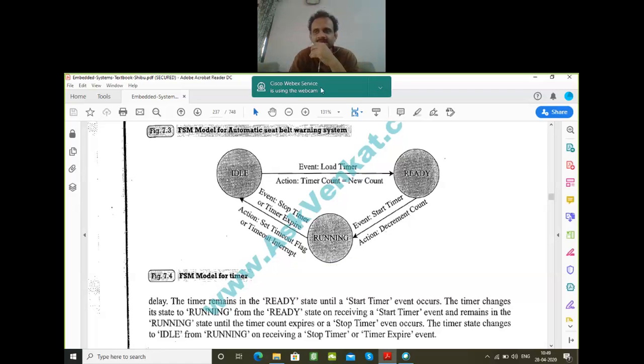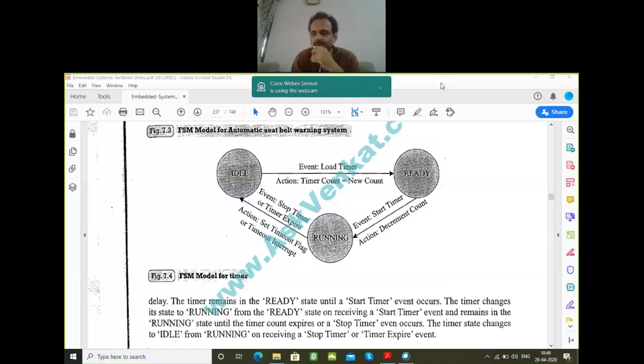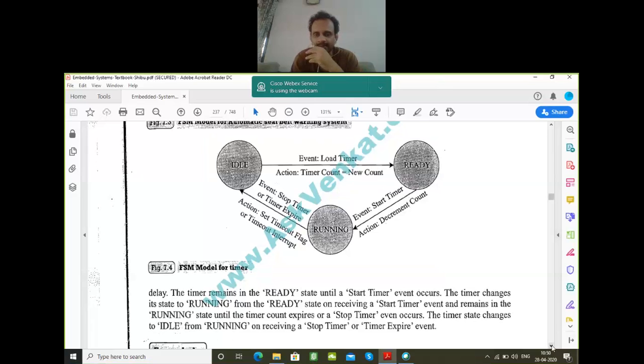So in this situation, you have the present state, the next state and the previous state. So if this is the present state, this will be the next state. If this is the present state, this will be the previous state and this will be the next state. So three possible states we can have. So this is also an example of a timer.